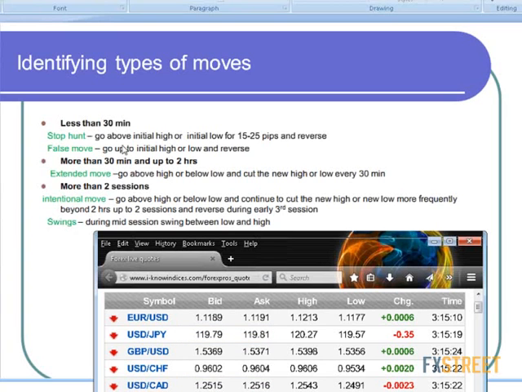The extended move is a quick move similar to the false move and the stop hunt, and it happens for 2 hours. That is, after making a downward stop hunt, they go above the initial high, stay there, and every 30 minutes they breach the new high. And after 1.5 hours, they stop making new highs and reverse the market. This happens as a quick move, as a knee-jerk reaction, many times on data release. And this sort of extended move alternates with the intentional move.